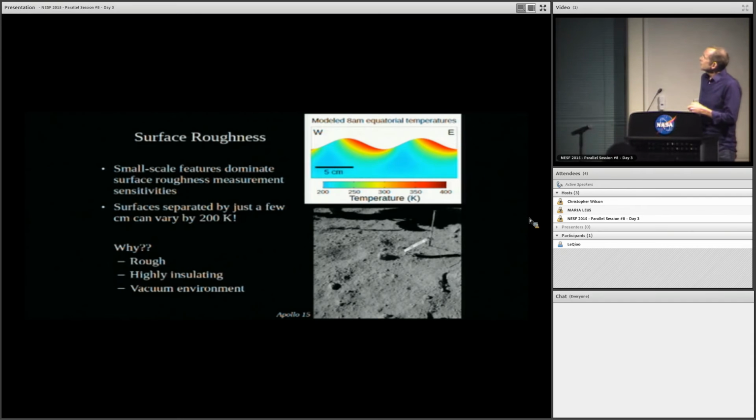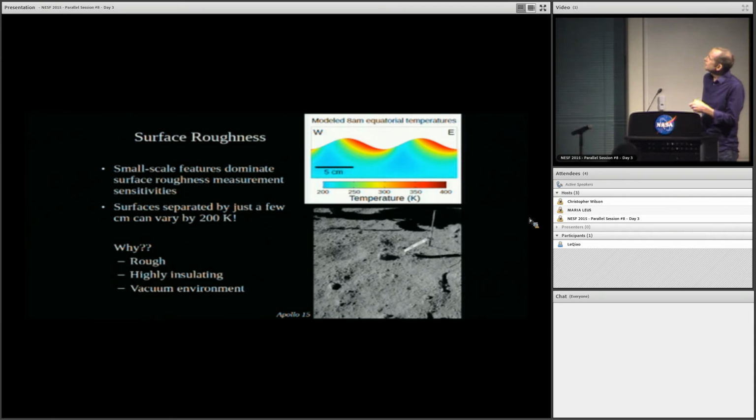And I'm showing a plot here. This is basically a two-dimensional thermal model cross-section. This is work that Pierre Williams put together. You'll see the scale bar here. This is about 5 centimeters. And you'll see the temperature scale here. This is just a sine wave, and this is 8 a.m., so the sun's coming from the right-hand side, hitting these surfaces. So these are our sunlit surfaces, and these are our shaded surfaces.